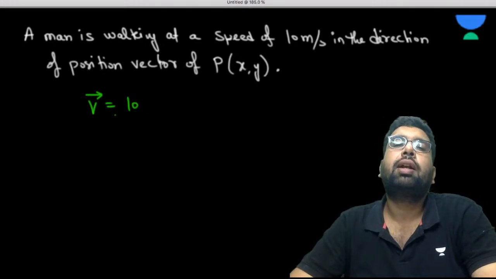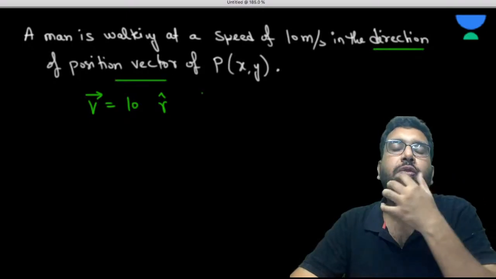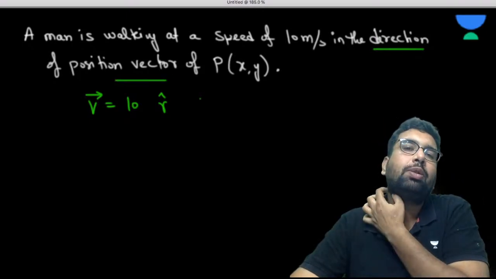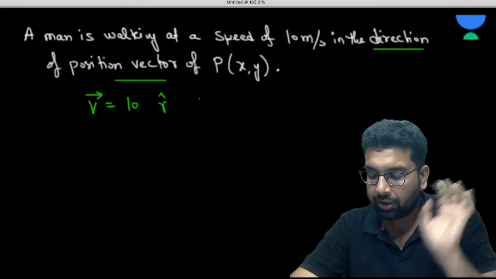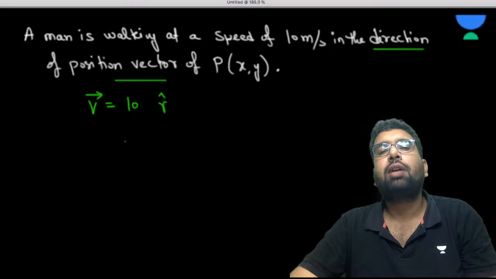So obviously, the vector magnitude is 10 meter per second, and it is in the direction of the position vector of P. We call the position vector of P as r vector. Now the direction of this position vector, which will give the direction of some vector. The unit vector is going to give you the direction of that vector. So what happens? So we have this 10.